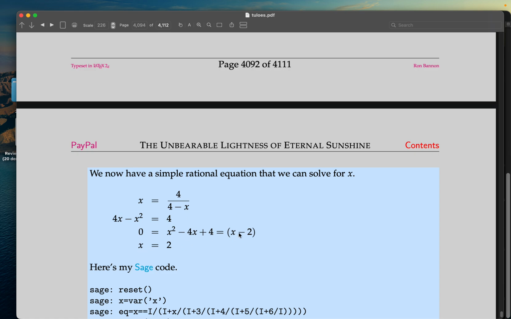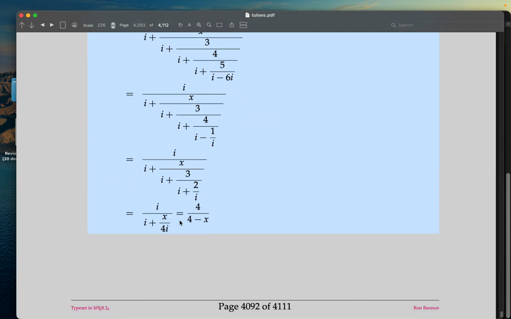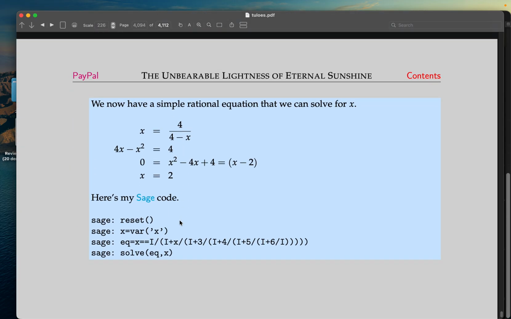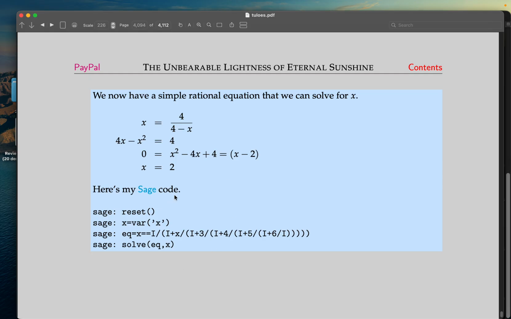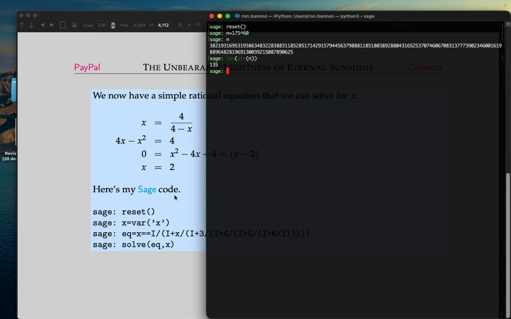So I know the answer is 2. That certainly satisfies this equation here. And if you want to, you could plug it back in over here. What I always like to do, in case maybe I made a mistake somewhere, is just simply check it out using Sage. So I'm going to open Sage.